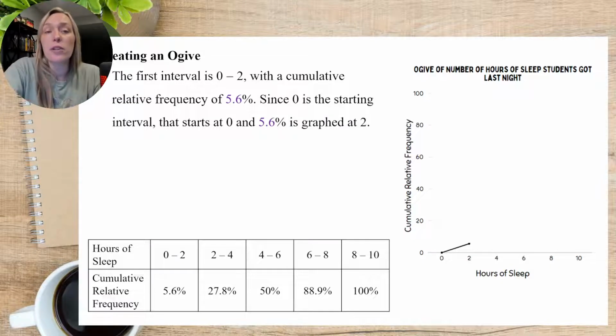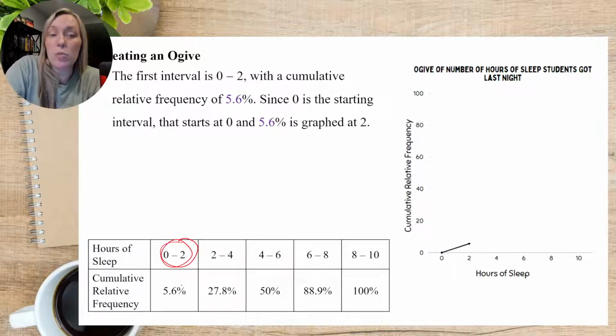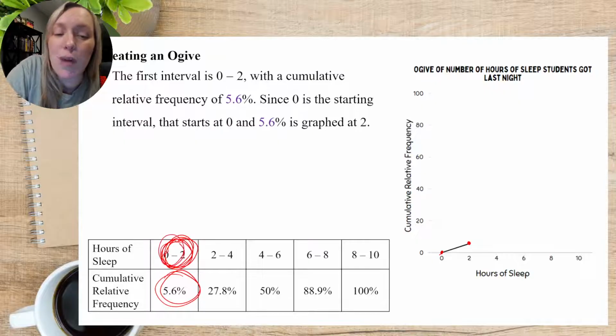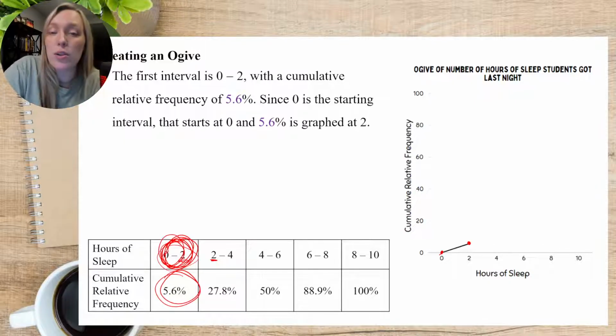Well, the first interval here is 0 to 2 with a cumulative frequency of 5.6. So 0 is going to be my starting point, and my ending point, even though I don't include 2 in this interval. If a student got 2 hours of sleep, they're actually included in the next interval. But this interval ends at 2 visually, so the 5.6 is graphed right at 2. So that's my first segment on my ogive.